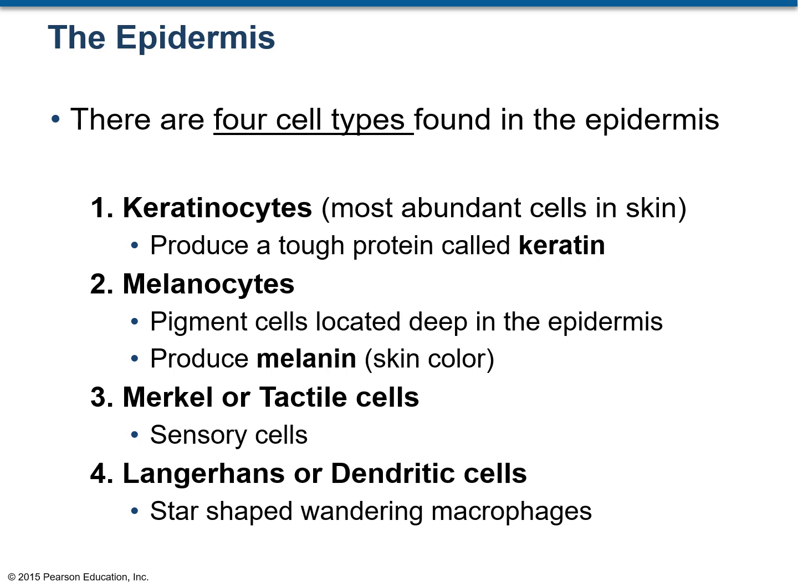The third type are sensory cells, which give you the sensation. Those are Merkel or tactile cells. The last one is Langerhans or dendritic cells. These are wandering macrophages, responsible for immunity.